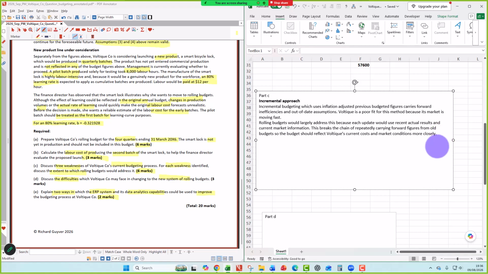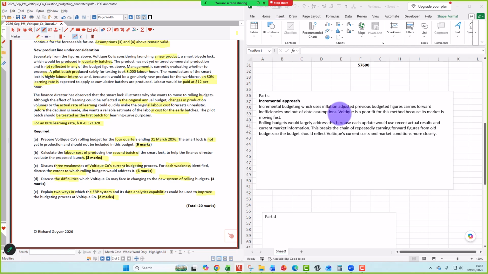And I want to really emphasize that when you are answering Section C narrative questions, make sure you are referring back to the narrative given to you or the information given to you, unless it really is just a question that's just asking for definitions or just asking for technical knowledge. Here it specifically mentions Voltique, so we need to specifically refer to Voltique. And I do like this 2-sentence approach.